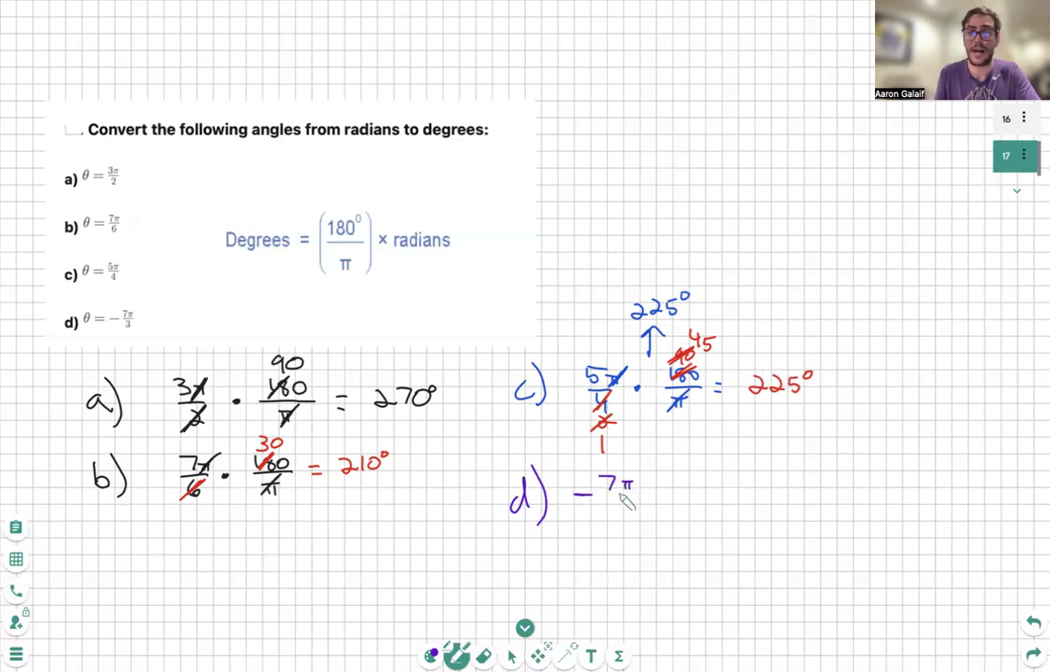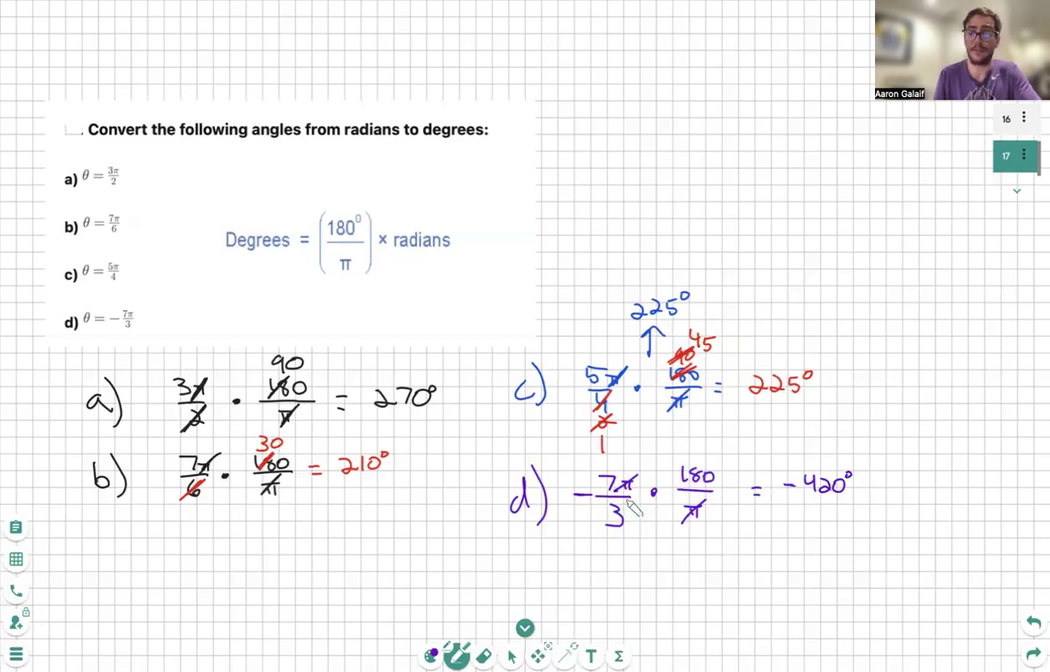D, negative 7 pi over 3. We're going to multiply that by 180 over pi. We're going to cancel these, and we're going to plug that into a calculator. Negative 7 over 3 times 180. That's going to give us negative 420 degrees.